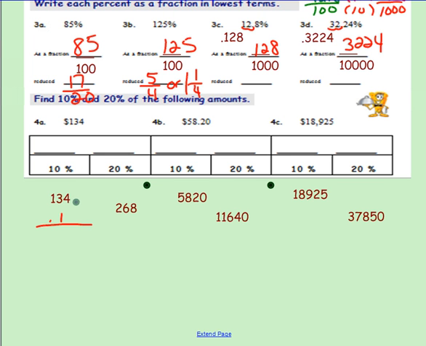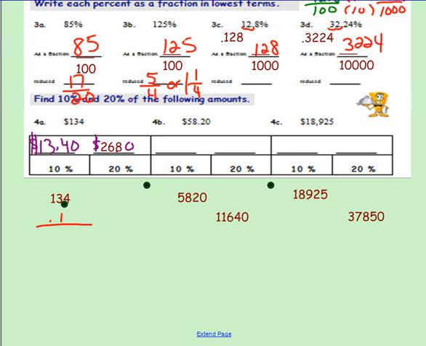You've got 134 with a decimal at the end. Move the decimal over just once. And so it's going to be $13.40. If you can do the math in your head, all you have to do is double this. And so I will put a decimal here, and it's $26.80.